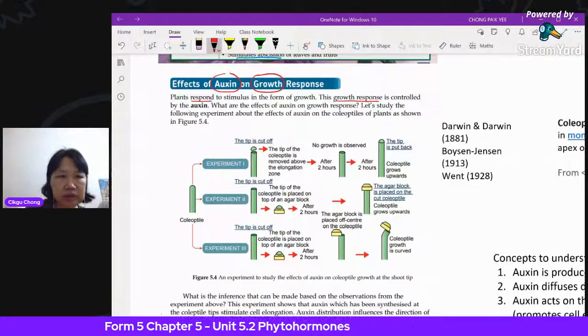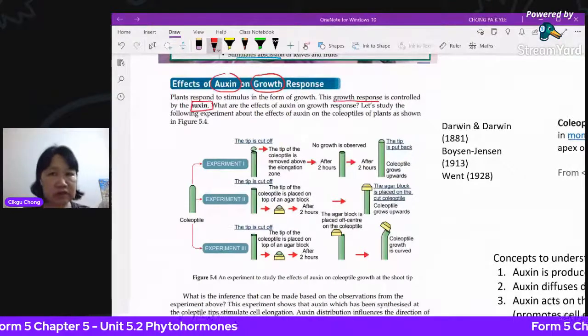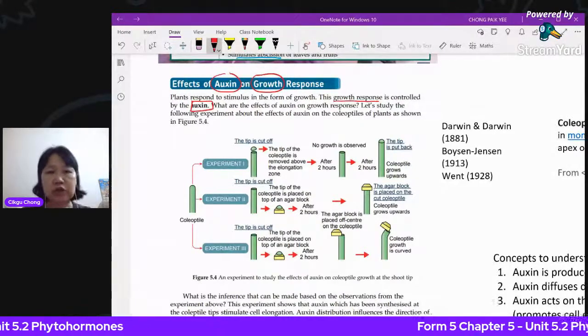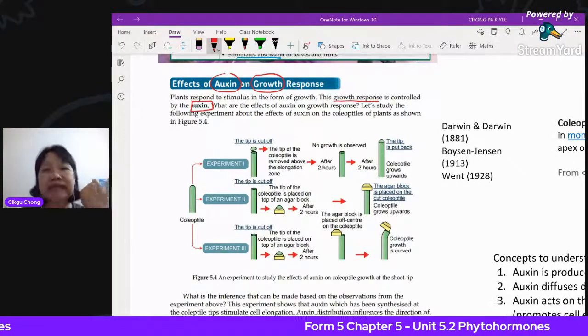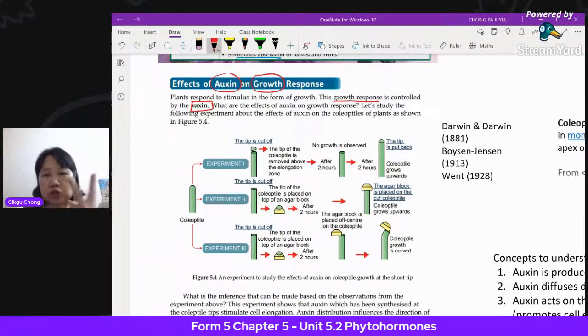That is why I want you to remember auxin. If you cannot remember the rest of the hormones, also not very important. You need to remember auxin. You need to remember ethylene for ripening, at least these two, okay?